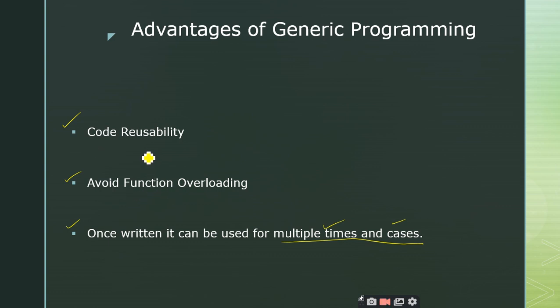So these are the three important advantages of generic programming. One is code reusability, the second is avoiding function overloading, and the third is you can write once and use multiple times and for different cases, right? Is it clear?